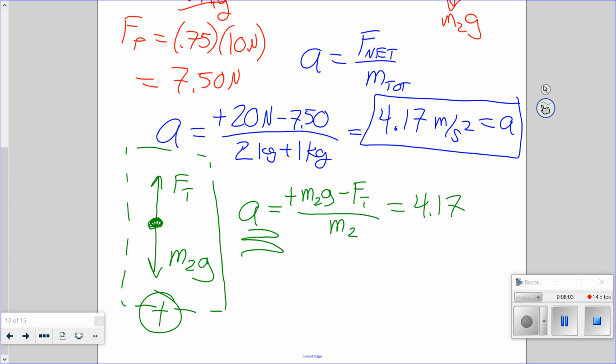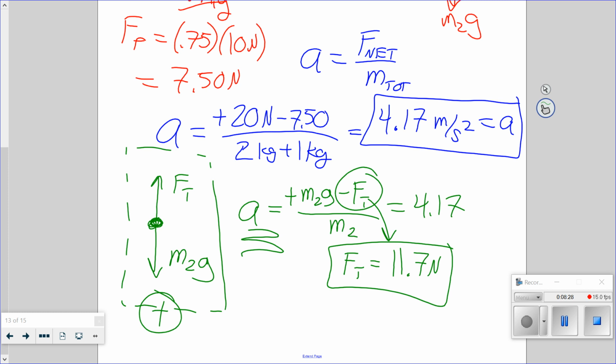It's got 4.16 repeating times 2 for the m2, minus 20, and then times negative 1. So my force of tension should be 11.7 newtons. Just solve for that. This is positive, this is positive. The negative sign makes it work.